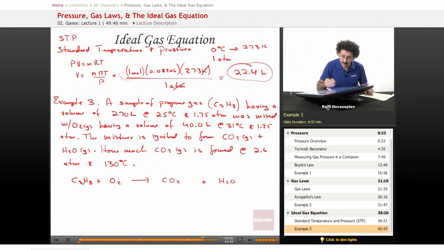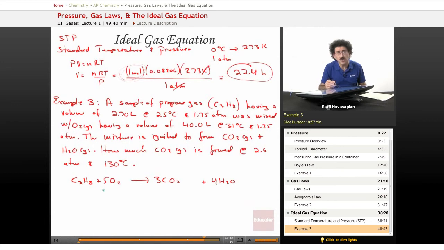I have 3 carbons. I want to put a 3 over here. I have 8 hydrogens, so I'm going to put a 4 over here. 4 oxygens, 6 oxygens is 10 oxygens, so I put a 5 over here. Now I'm balanced. 1 mole of propane reacts with 5 moles of oxygen to produce 3 moles of carbon dioxide, 4 moles of water.